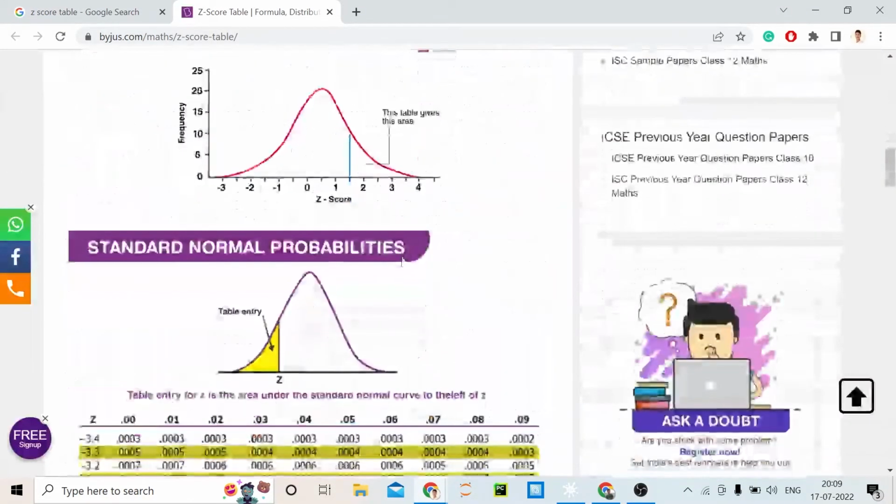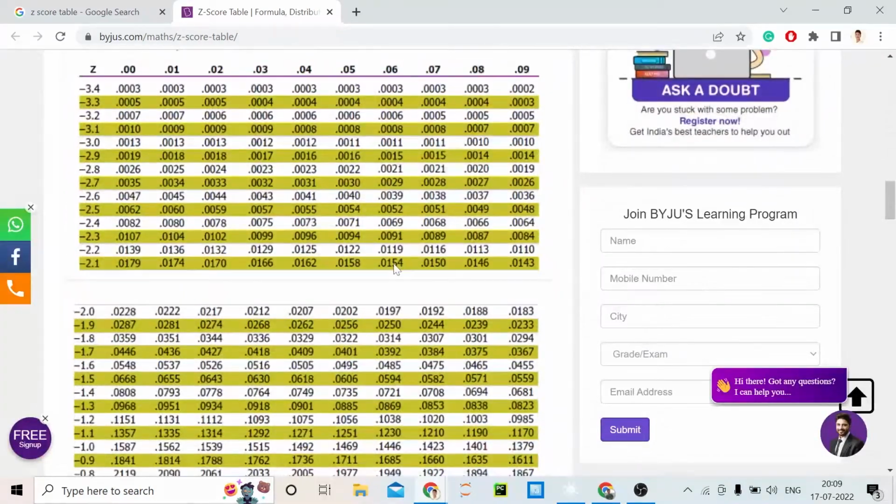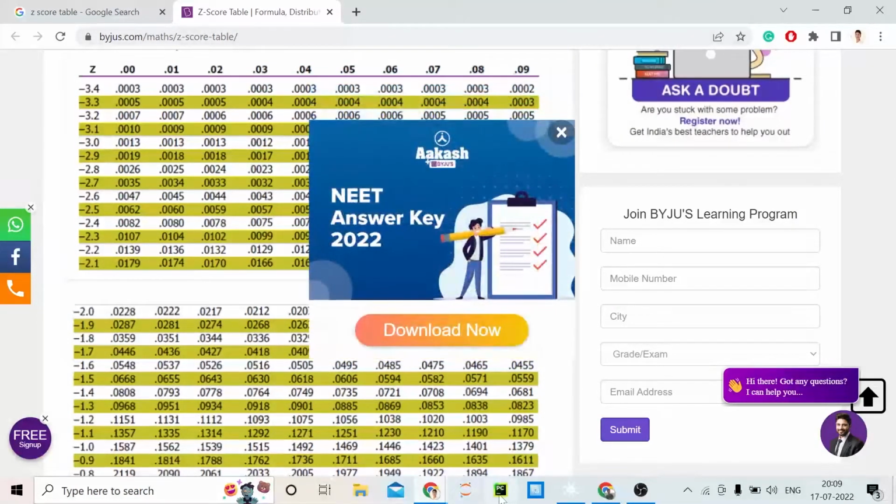Is this visible to everyone? In this table, what you got?